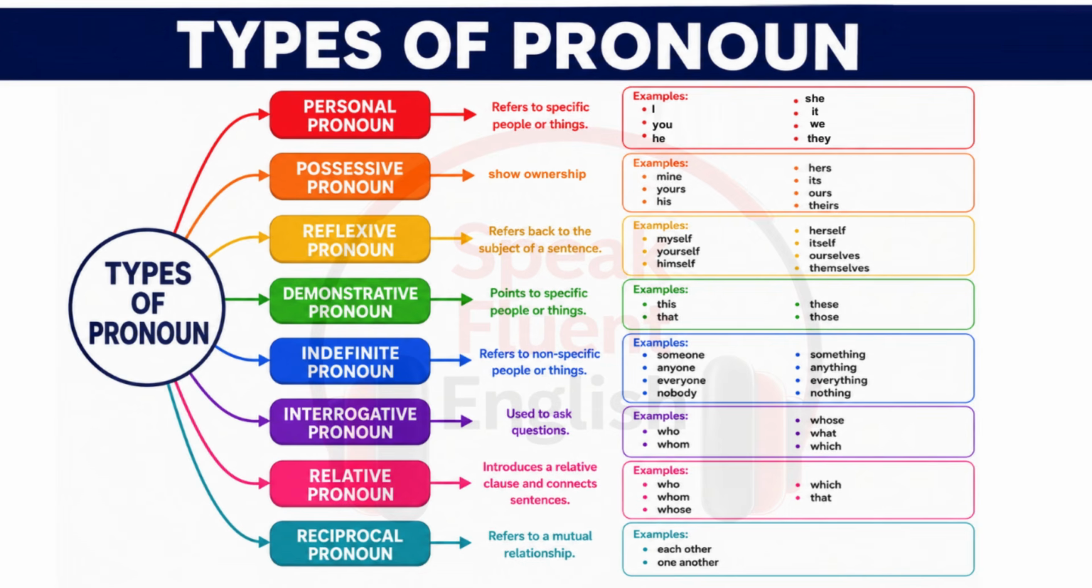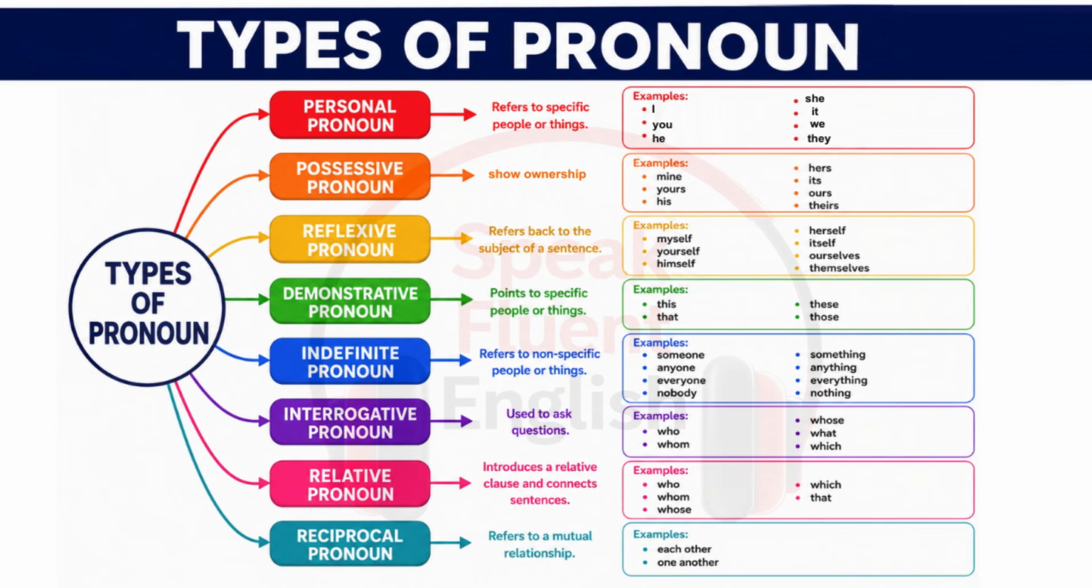Now, reflexive pronouns. These refer back to the subject of the sentence. For example, myself, yourself, himself, herself, itself, ourselves, and themselves. Now let's see simple sentences. Myself. I made this cake myself. Yourself. You should take care of yourself.